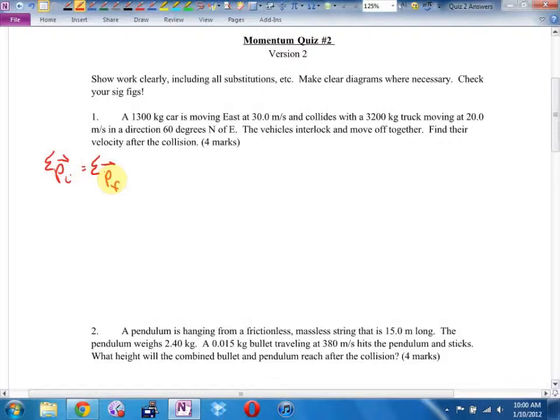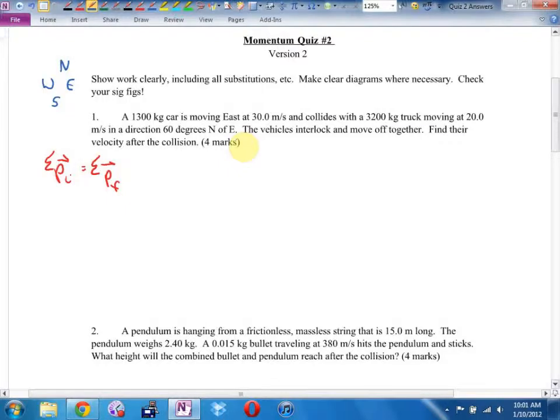I see a compass mentioned, so I'm going to do my traditional routine. Now I'm going to read this question. Am I going to be able to do this just mathematically by letting to the right be positive and to the left be negative? Or is this one going to involve trig because angles are mentioned? Angles are mentioned.